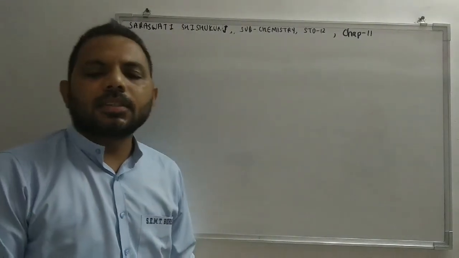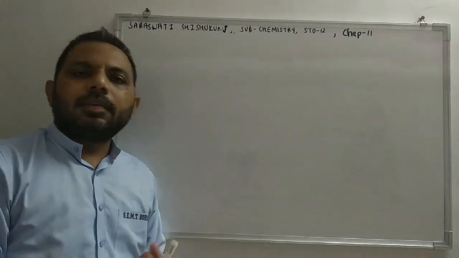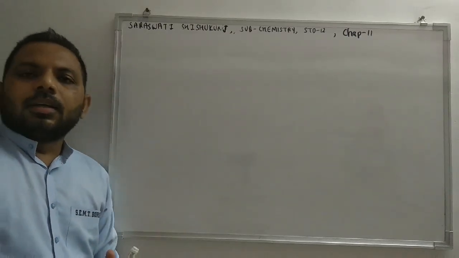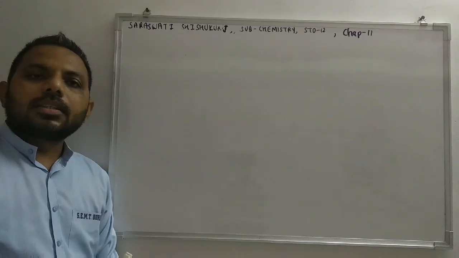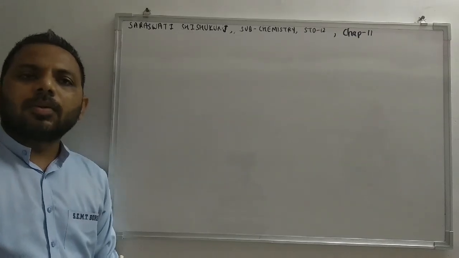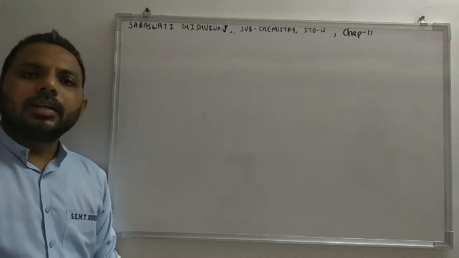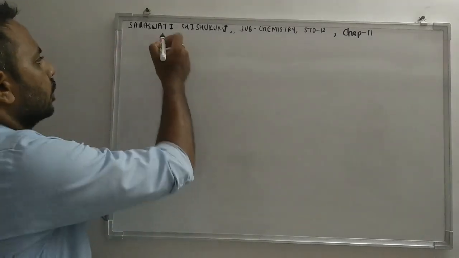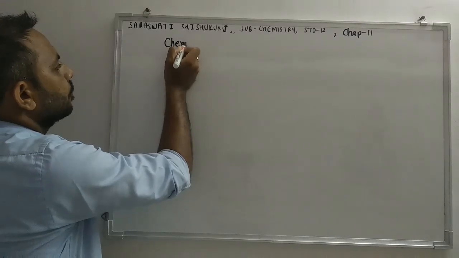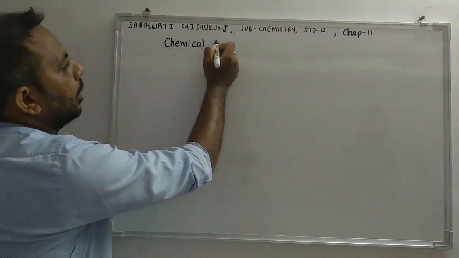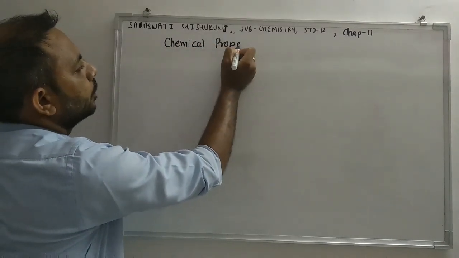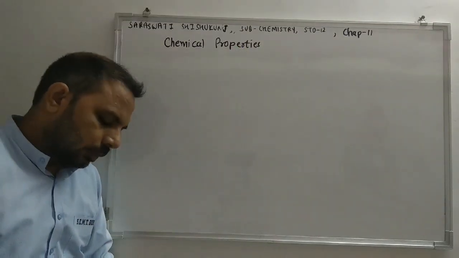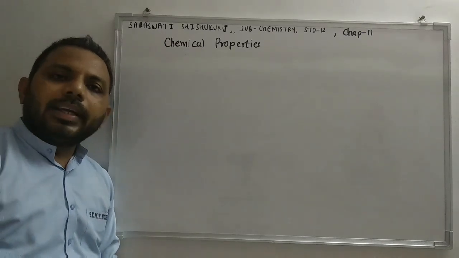So we have been discussing chapter 11, alcohol, phenol and ether. In the last lecture we discussed the physical properties of alcohol and phenol. Today we are going to start a new topic, that is chemical properties of alcohol and phenol.